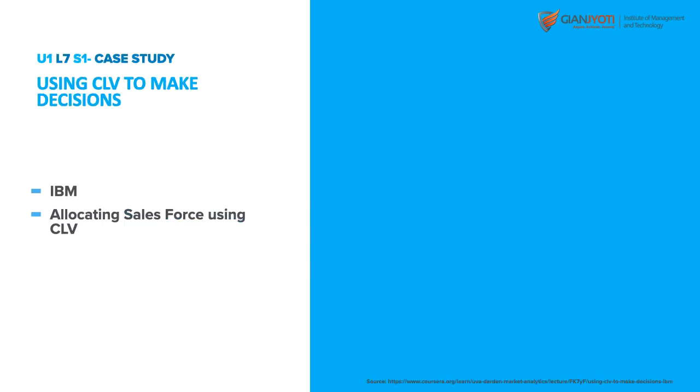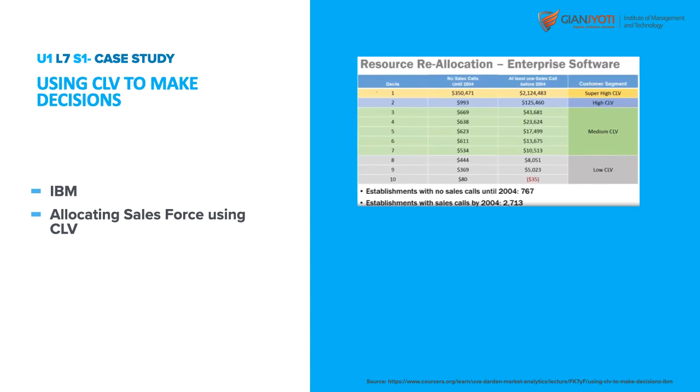So let us start. The first case study I would like to take is of IBM, which I have taken from Coursera, which I have requested you to take up as a course, and I think one of you has already started that, and you can correlate to what I'm going to show you. So here we are going to study IBM from a long time back. What they did was they tried to allocate the sales resources, that means the sales force, based on CLV. So let us have a look at that.